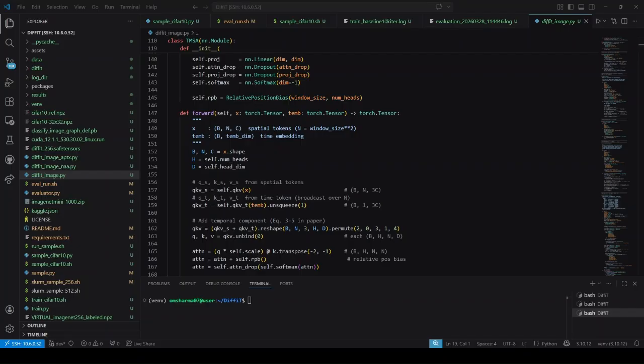So the query is x spatial times WQS plus x times WQT. Same for queries, keys and values. This means the attention weights depend on what denoising step we are at.